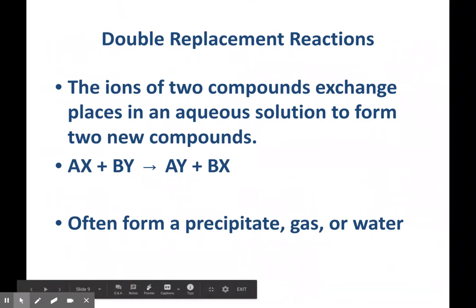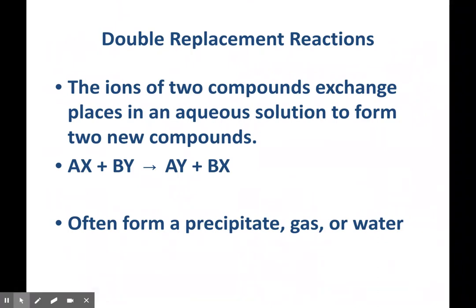Now we have double replacement reactions. In a double replacement reaction, you're going to have two compounds. And so, for example, we have AX and BY. The positives from each compound are going to swap places. And remember, the first element listed in your compound should always be your cation. So the first two are going to switch places. And instead of AX plus BY, now we have AY plus BX. Most of the time, these are going to form a precipitate, which is where we get that cloudy solid that is produced when you have two liquids mixed, a gas, or water.